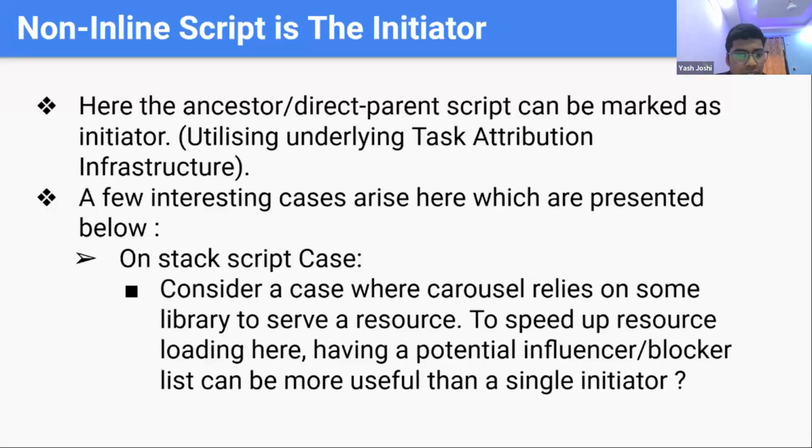Let's start with the on-stack script case. Think of a carousel that relies on some library code to serve up a resource. In our paradigm, we would point to the carousel as the initiator for this resource. But practically, to speed up resource loading, we may need to optimize both the carousel and the library code it relies upon. So if we have a potential list of blockers, listing both the library and the carousel as potential blockers or initiators, that can be much more beneficial for web developers to have an idea about.